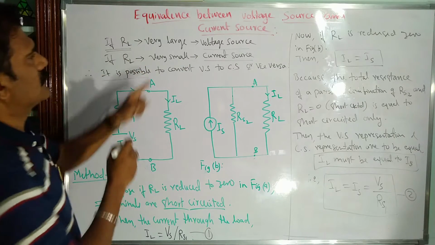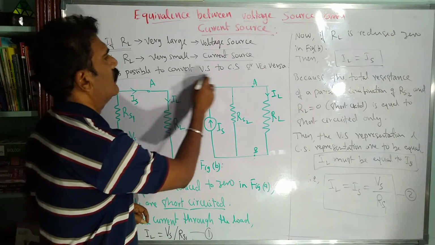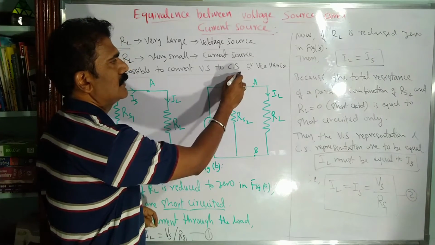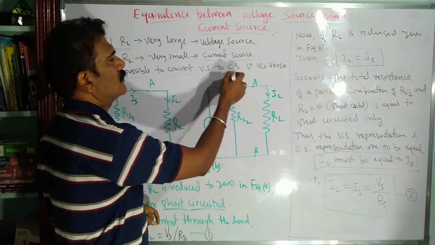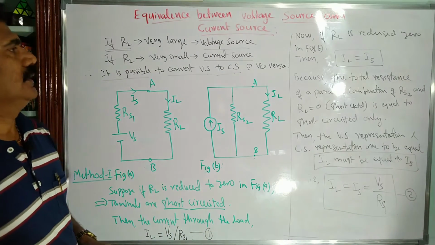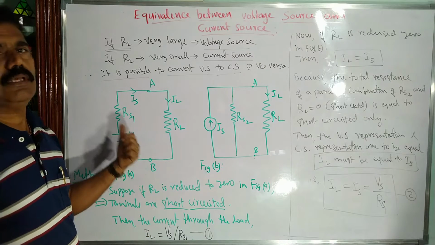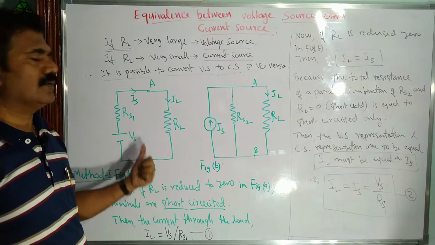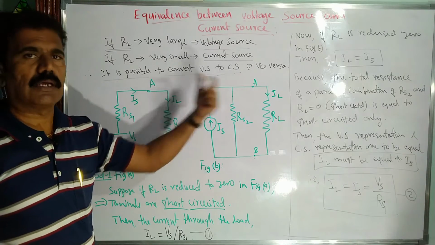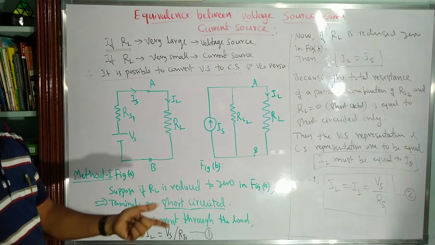Clear? As per that explanation, it is possible to convert a voltage source to a current source, or a current source to a voltage source. That is, vice versa is possible. First of all you have to prove that the given circuit with a given source behaves as both a voltage source and a current source. We can prove it in three different methods.